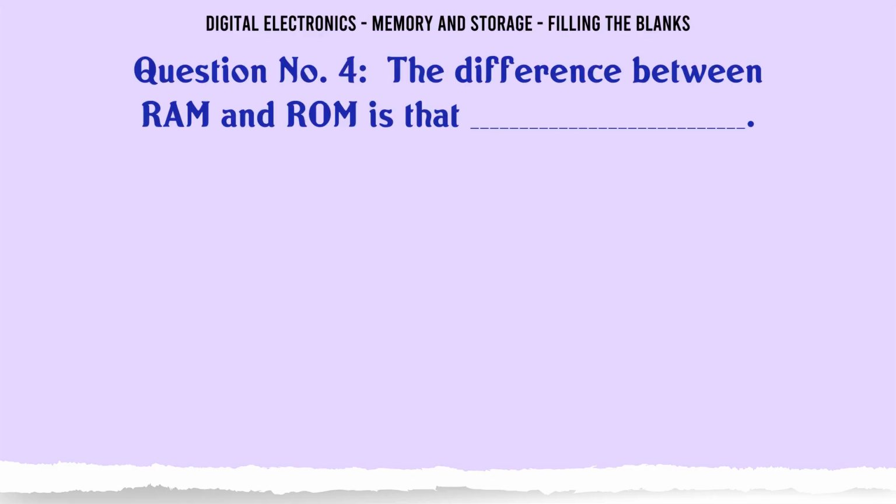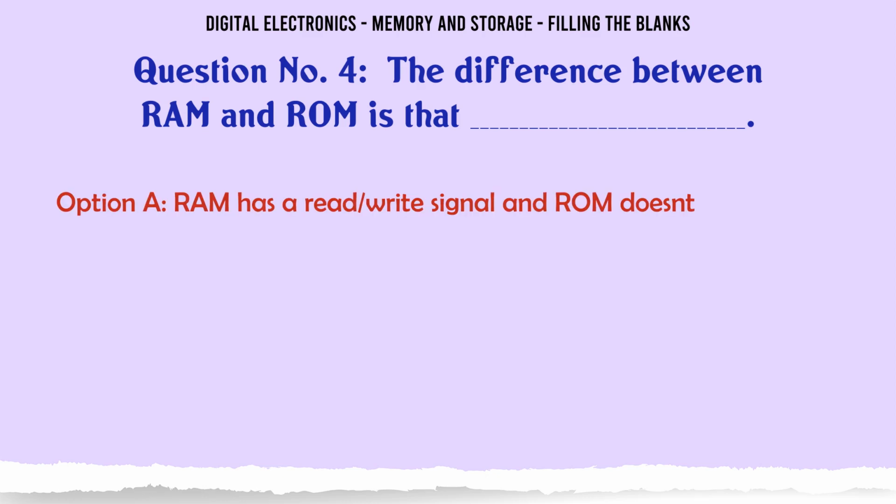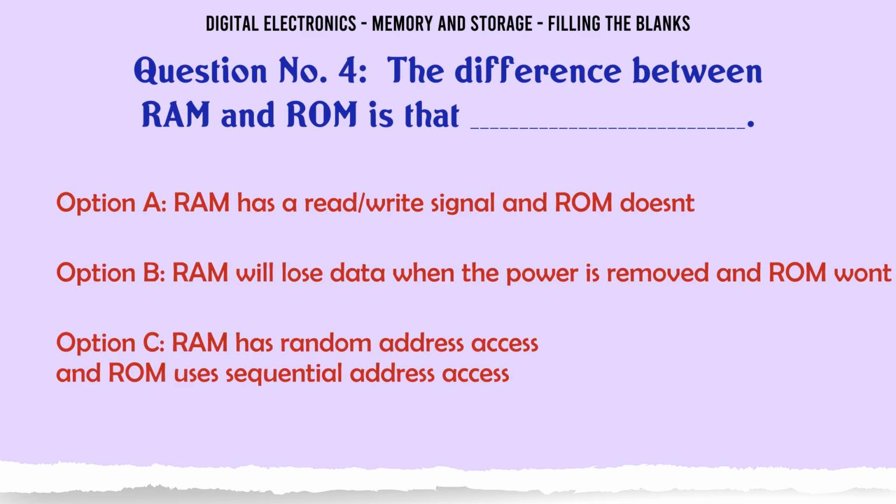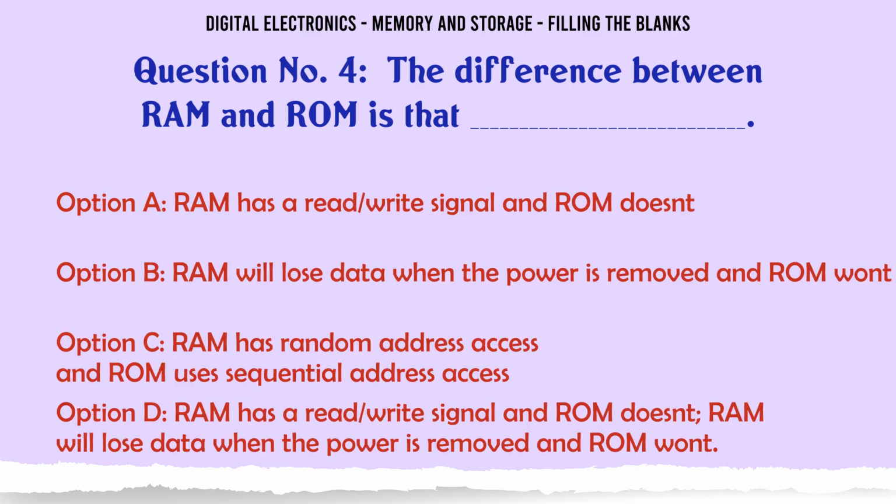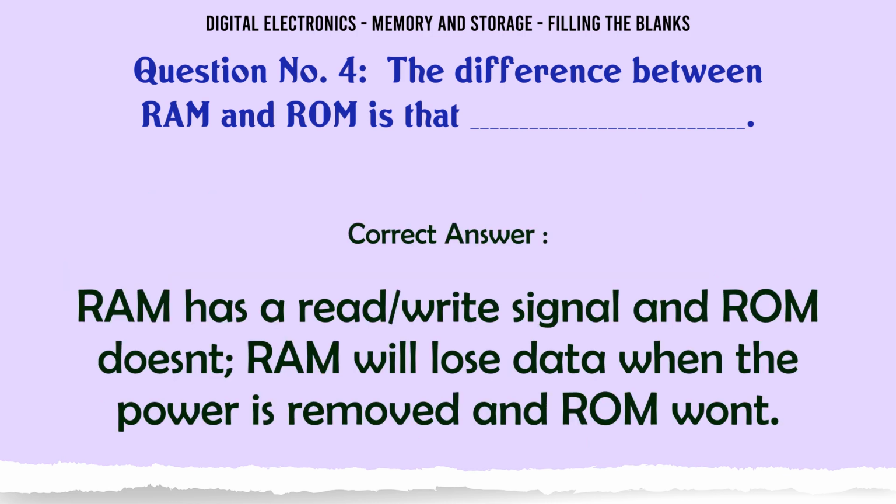The difference between RAM and ROM is that A. RAM has a read write signal and ROM doesn't. B. RAM will lose data when the power is removed and ROM won't. C. RAM has random address access and ROM uses sequential address access. D. RAM has a read write signal and ROM doesn't. RAM will lose data when the power is removed and ROM won't. The correct answer is RAM has a read write signal and ROM doesn't.